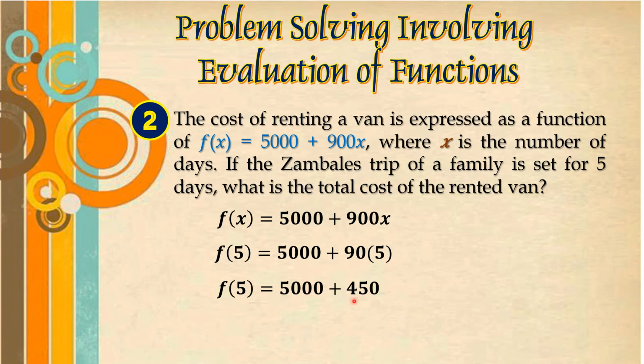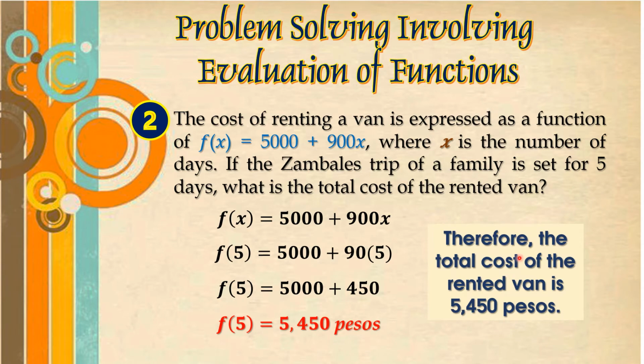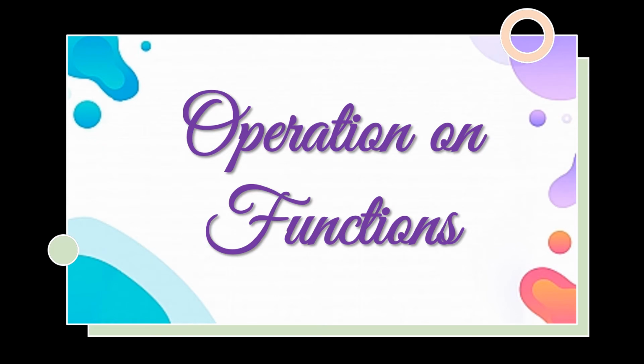Then we add them up. So 5,000 plus 450, that is definitely equal to 5,450, that is in pesos. And therefore, the total cost of the rented van is 5,450 pesos. So that's the whole process of evaluating functions involving problem solving or word problems. Okay? This time, let's proceed to operations on functions.